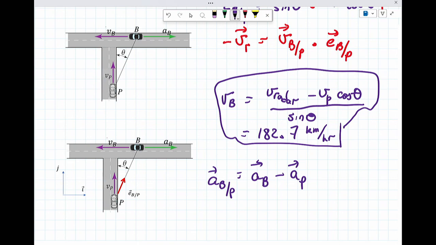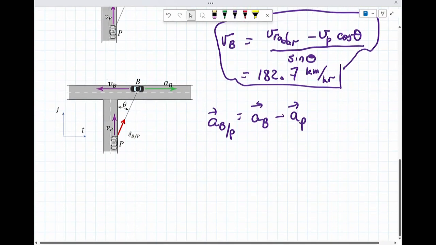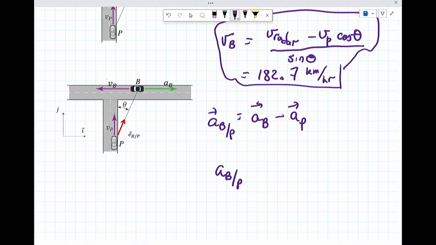Now, this is where it also happens that the acceleration of B is to the right, which is my positive direction. So the acceleration of B with respect to P is equal to the acceleration of B, which is 8 meters per second squared in the i direction, minus 0. So it ends up being pretty straightforward in this case.